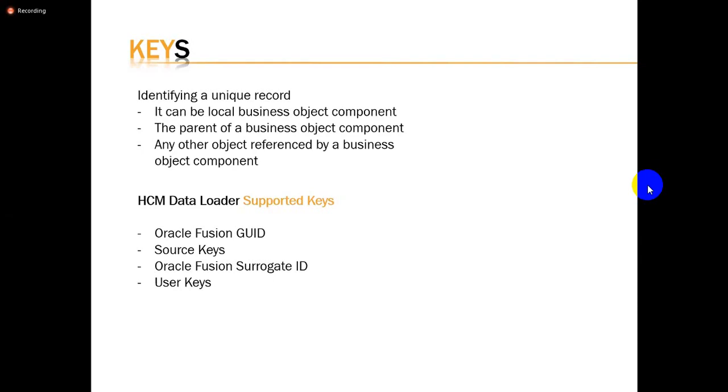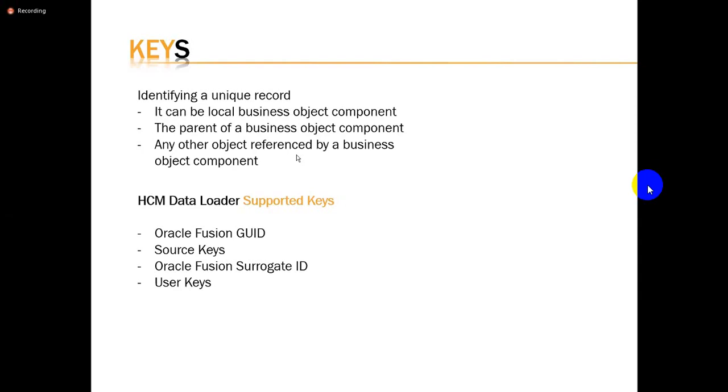Now, the very important topic, the keys. Keys means what? How to identify a unique record. As we know, we are sending data in the file format. The file we prepare is for the object, right? So how to uniquely identify a business object component? That can be a parent of a business object component, or a child of a business component.